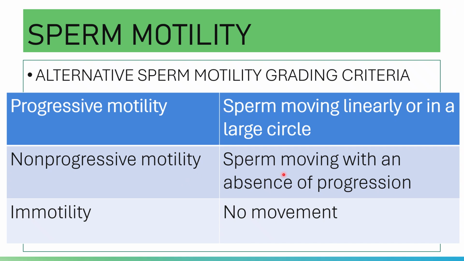What you call this pattern of motility, the flagellar beat, that can be a motility. Just the movement of the flagella, that can be a motility. Again, non-progressive: sperm cells moving with an absence of progression. And then immotility, there is no movement at all.